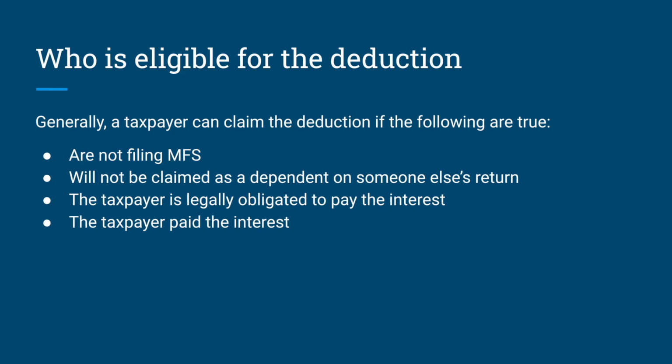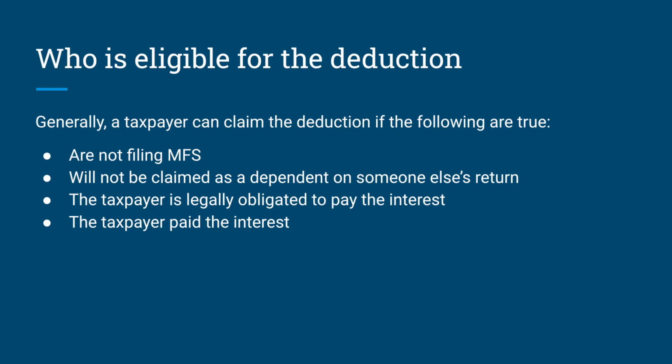They are not filing married filing separately, so this is another reason why we discourage most people from filing under that filing status. They will not be claimed as a dependent on someone else's return. The taxpayer is legally obligated to pay the interest, and the taxpayer actually paid the interest.